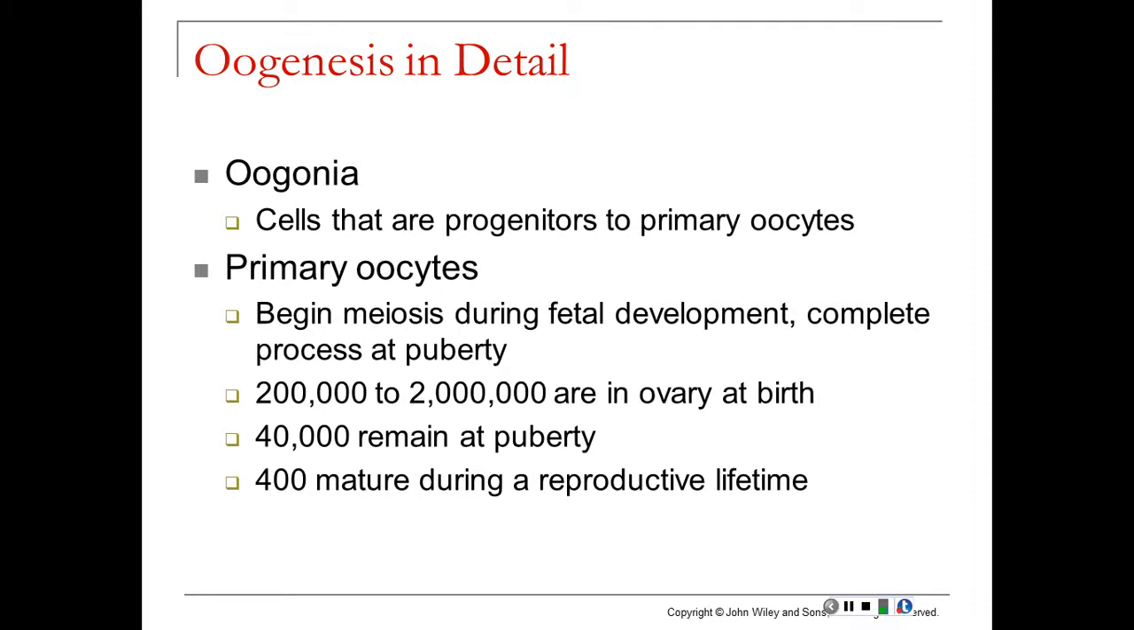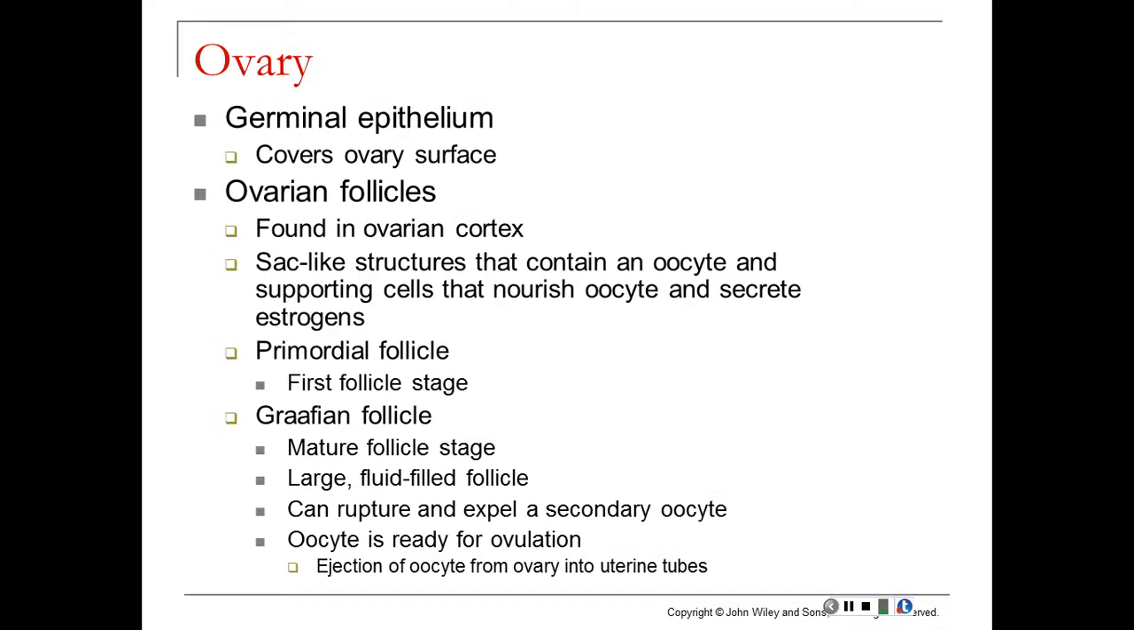So in other words, all 2 million eggs, or primary oocytes, I should say, that you're born with, if you're female, do not stay there your entire life. They eventually get reabsorbed and die, so the 400 best are released throughout your life.